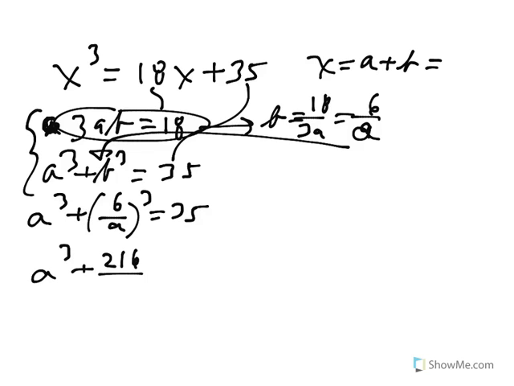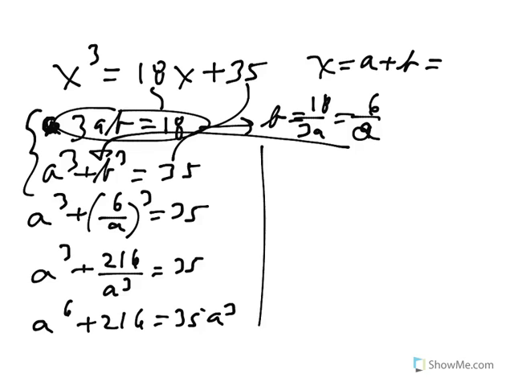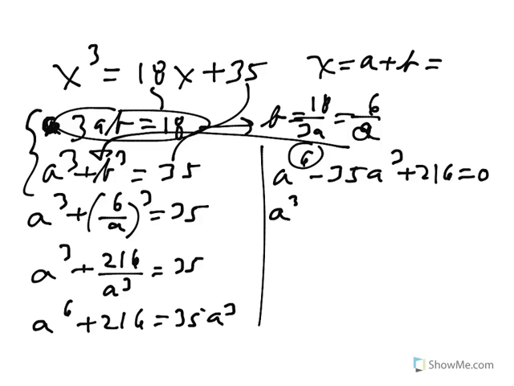Turn that into 216 over a to the third equals 35, and then multiply everything through by a to the third. And then bring everything over to one side. Now we have a 6th degree equation, but it's a special 6th degree equation because it's kind of like a quadratic, because a to the 6 is the square of a to the third. So it becomes a cubed squared minus 35 a cubed plus 216. I'll put this a cubed in parentheses so you can see the structure there.